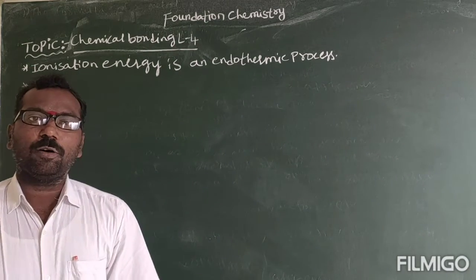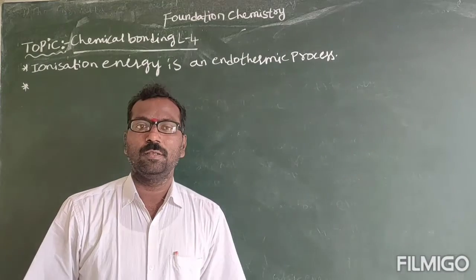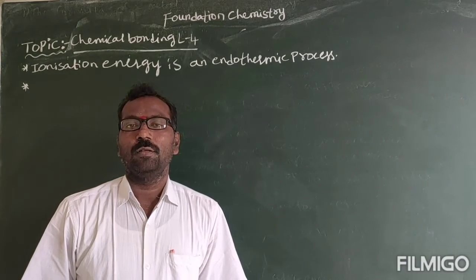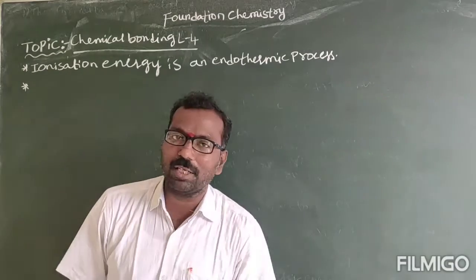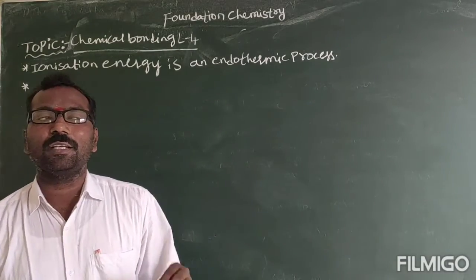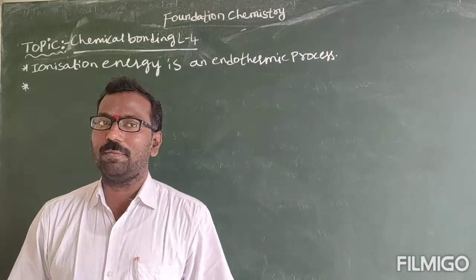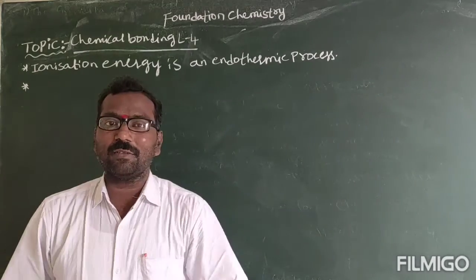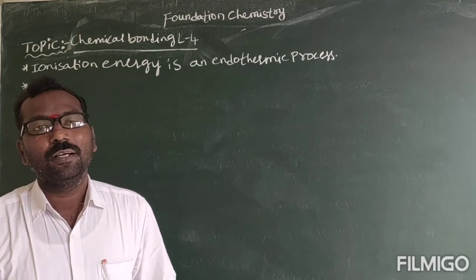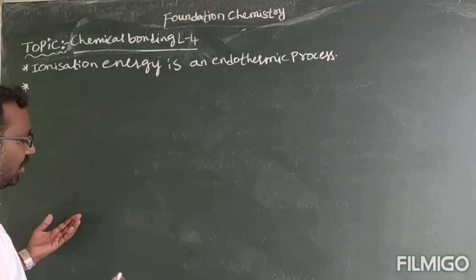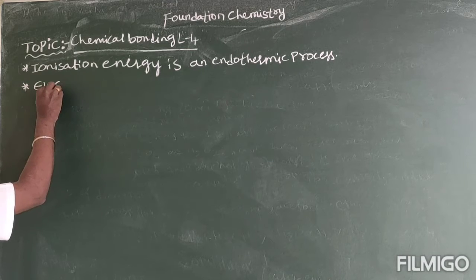Next, electron affinity is there. What is meant by electron affinity? It is the maximum amount of energy that is released when an electron is added to a neutral atom. Is it or not? Means what? It is release of energy. Release of energy is nothing but which process? Exothermic process. So electron affinity is an exothermic process.